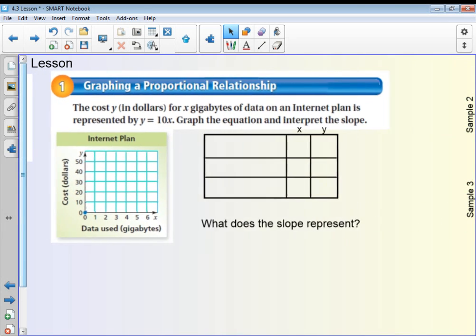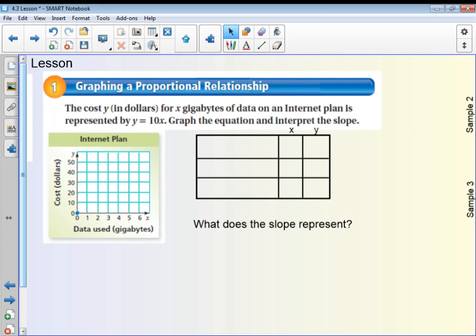Okay, so here's our first scenario. We're going to be graphing a proportional relationship. It says the cost y in dollars for x gigabytes of data on an internet plan is represented by y equals 10x. Graph the equation and interpret the slope. So we're going to use this equation and pick some numbers that we want to use for x.